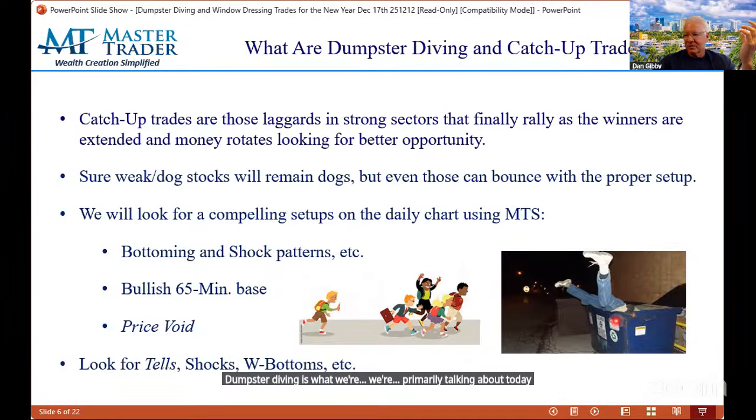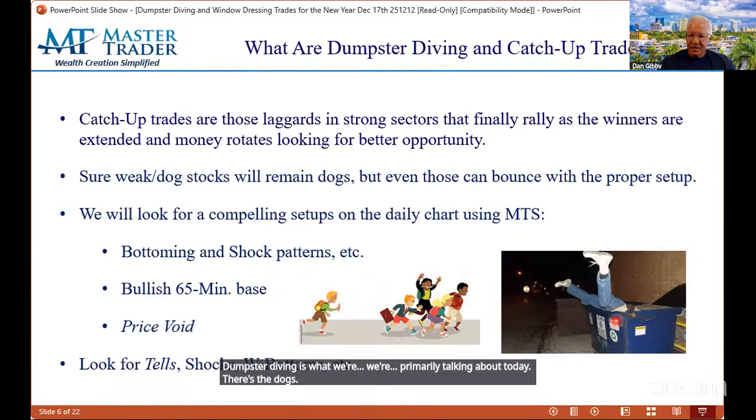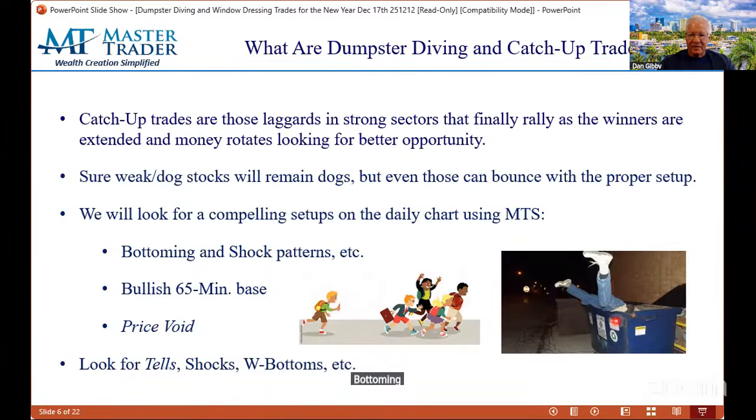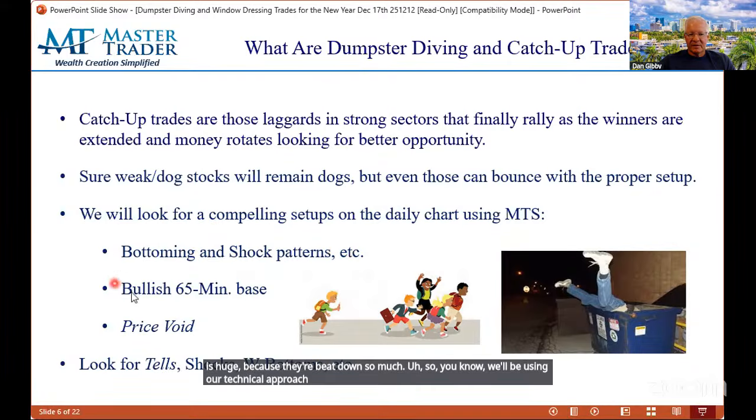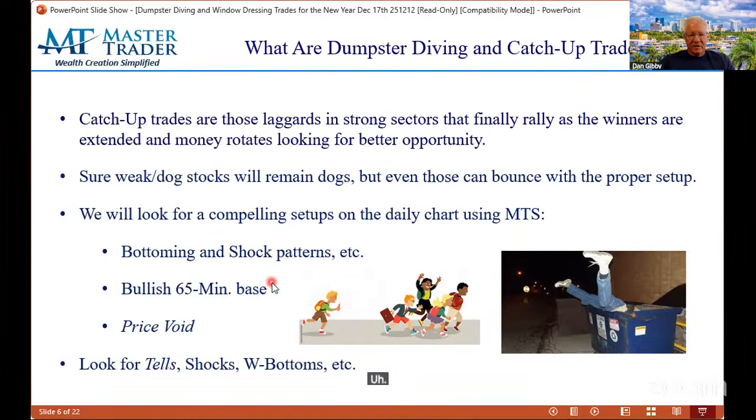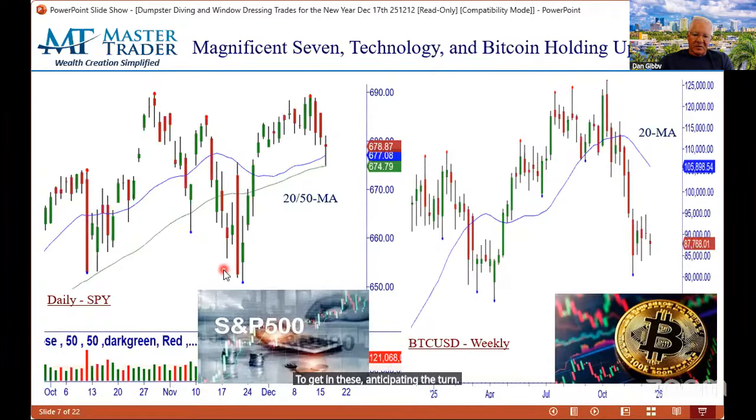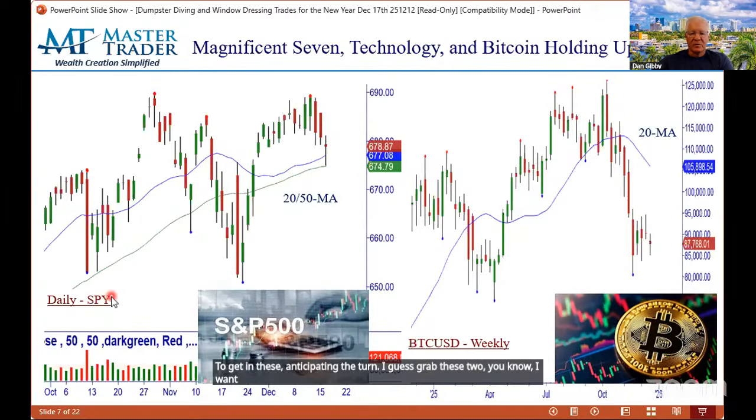There are the dogs, the bottoming patterns. The potential reward to risk is huge because they're beaten down so much. So we'll be using our technical approach, bottoming and shock patterns. We'll show you how to use the hourly chart to get into these, anticipating the turn. I just grabbed these two because I want to save more time for real analysis. I grabbed these yesterday, I think.